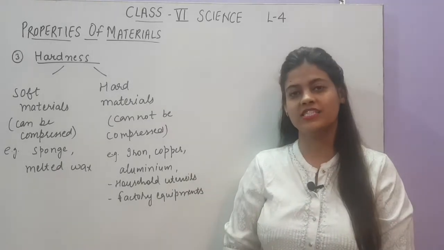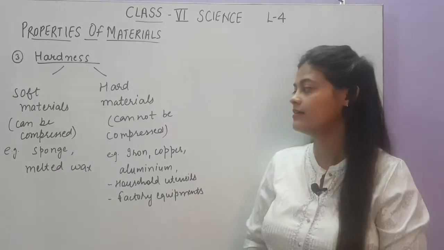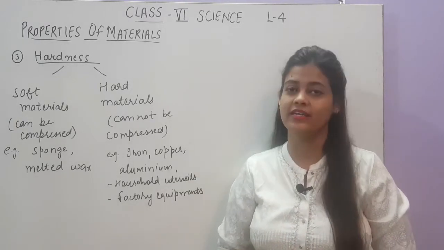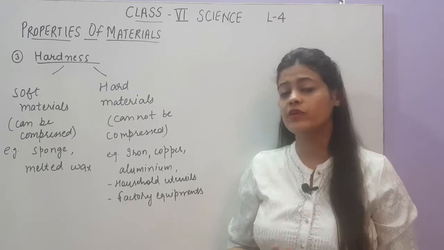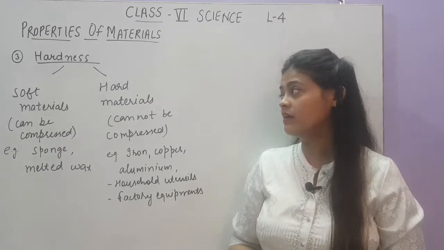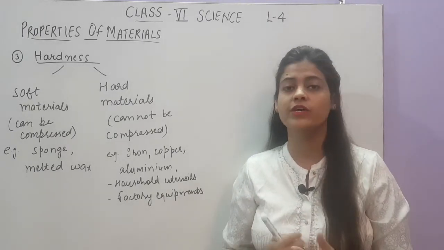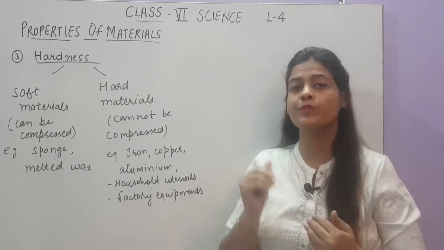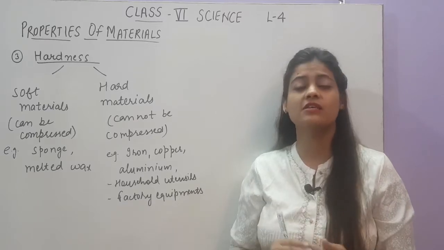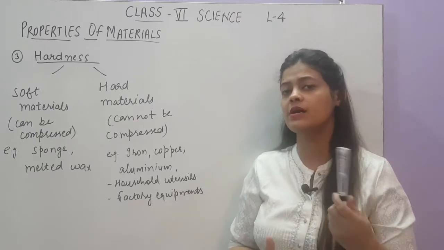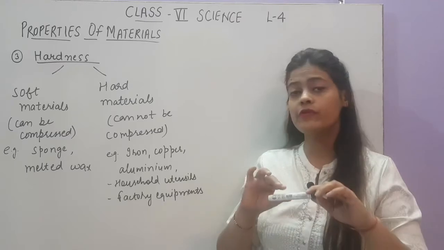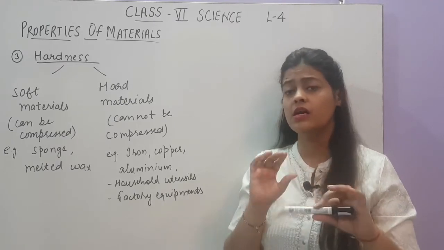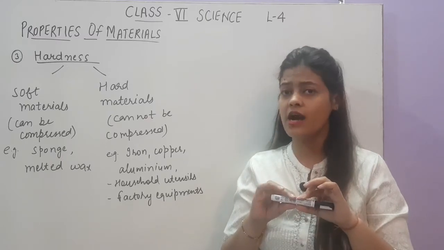So now let's see the next property, that is called hardness. As we can see the appearance by looking at any material, and by touching we can find the texture, similarly, by compressing the thing we can find whether it is hard or not. Compressing means to press anything. For example, I have this marker, and if I am pressing this marker, do you feel how it will be? Either it is a soft material or it is a hard material.